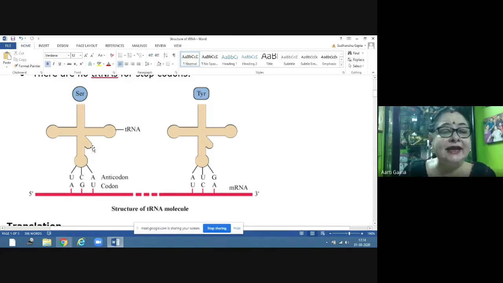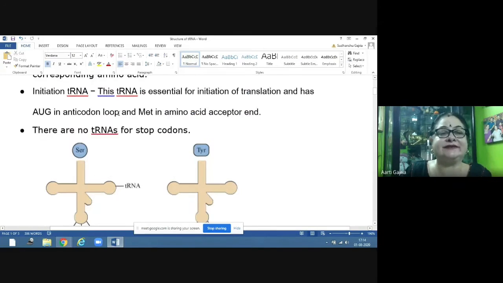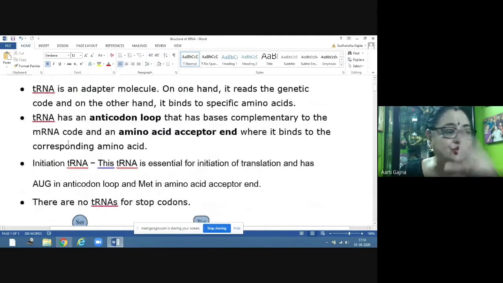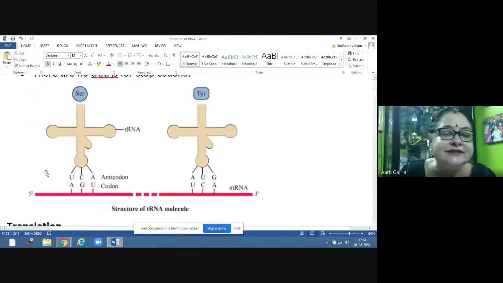And at the same time, the transfer RNA will bring the amino acid also. So this is the structure of the transfer RNA. Two ends, one is the anticodon loop and the second is the amino acid acceptor end. This is the anticodon loop and this is the amino acid acceptor end.